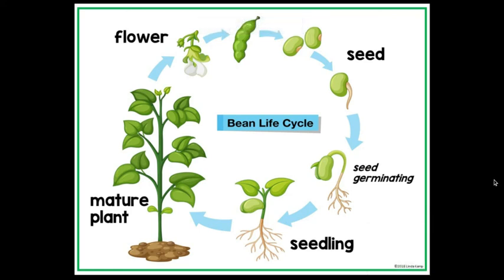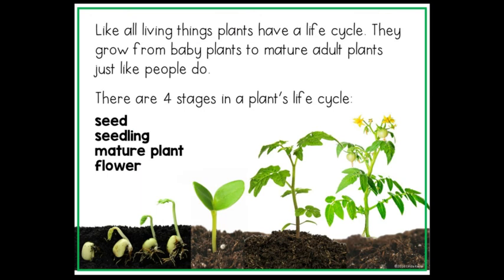Let's look at the life cycle of a plant. So let's start with this picture. This is showing that plants, like all living things, have a life cycle. They grow from baby plants to mature plants, just like people do. And there are 4 stages in a plant's life cycle.